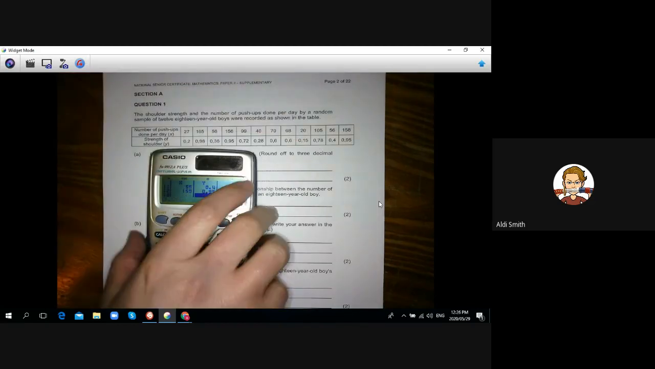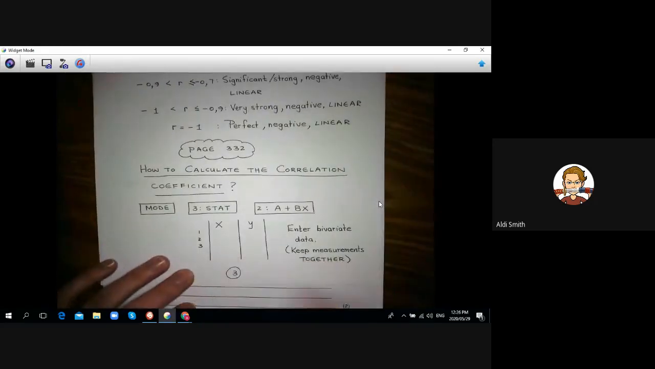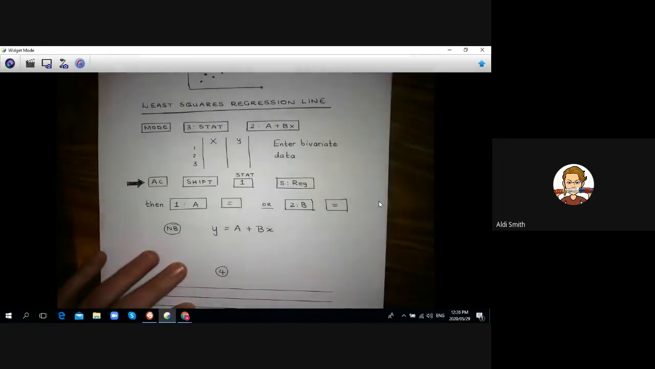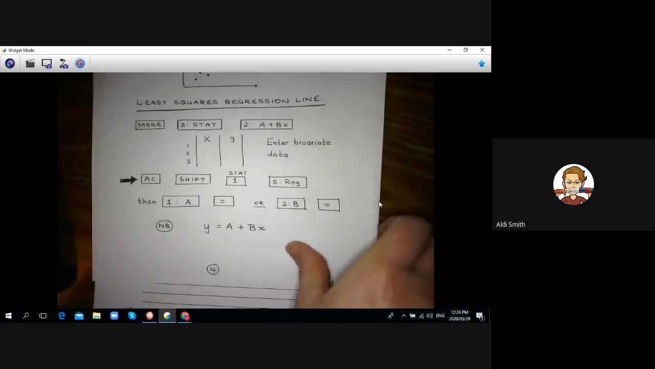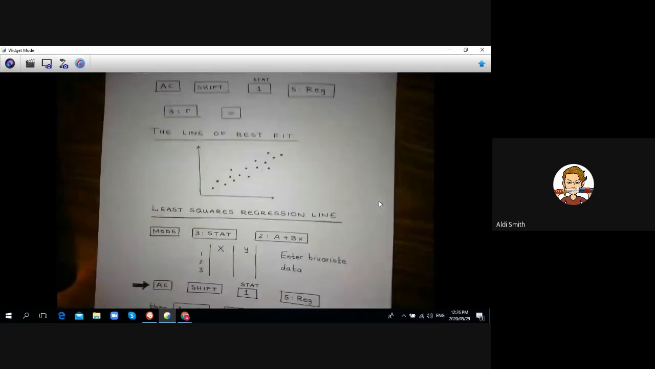Now going back to how to do it on your calculator, the next little thing you have to remember is enter the bivariate data. And again, I said they keep the measurements together, meaning do not go and type in a different Y value to a specific X value.